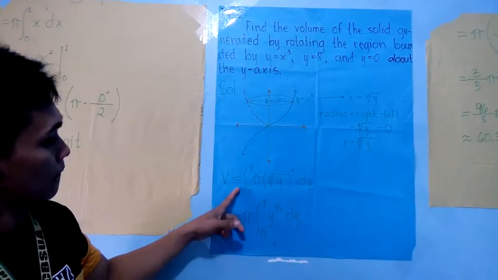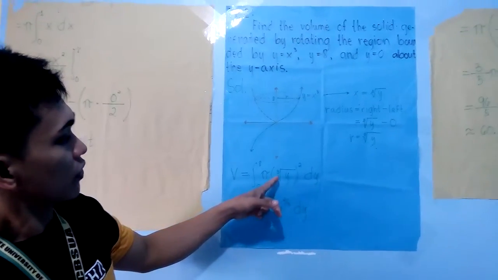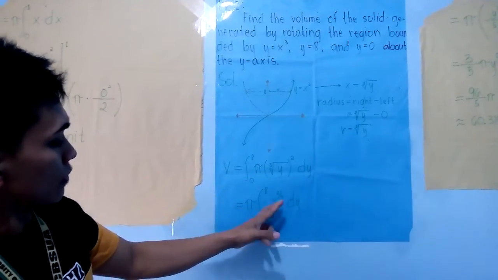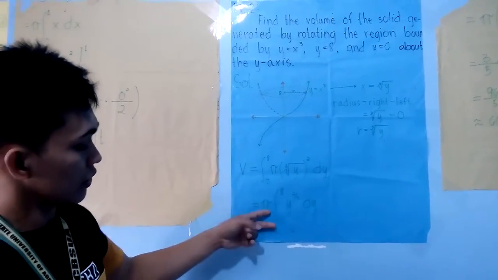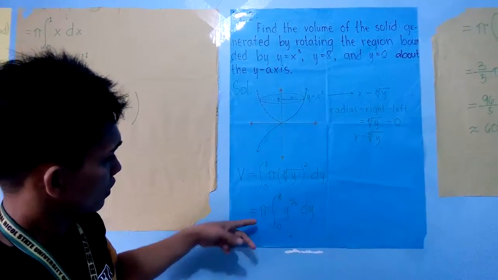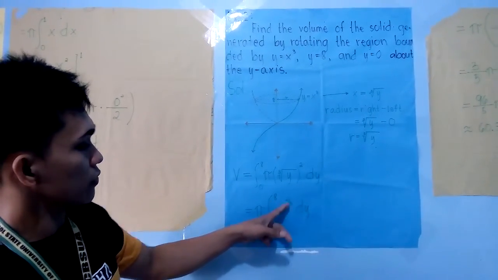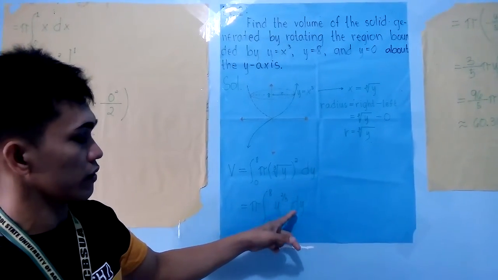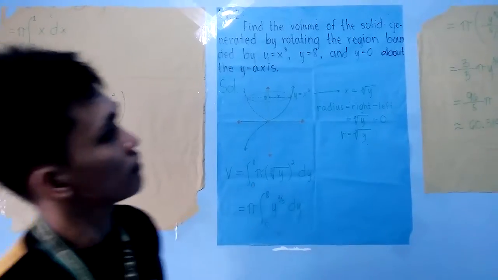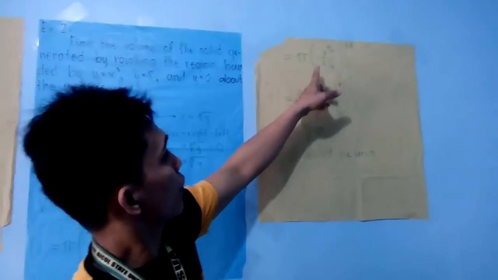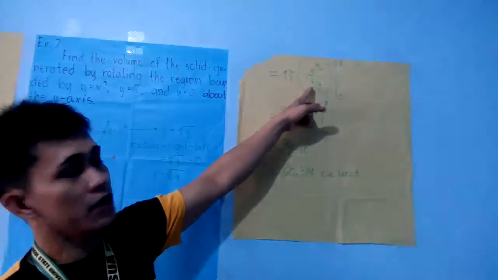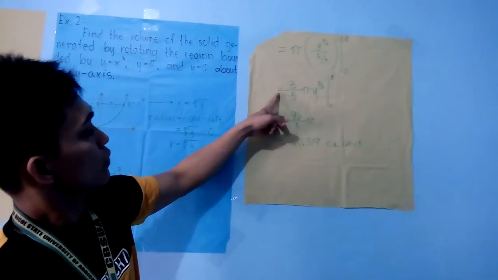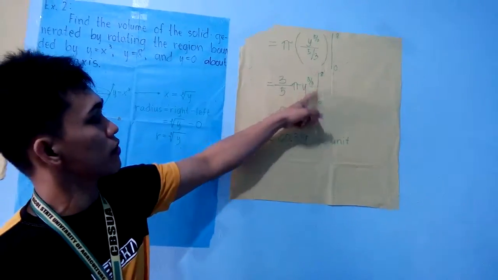Then the volume will become the integration of pi times the cube root of y raised to 2 dy from 0 to 8. It will look like this. We will put the pi outside the integration. That is equal to pi times the integration of y raised to 2/3, because the cube root of y raised to 2 is y raised to 2/3, dy from 0 to 8, is equal to pi times y raised to 5/3 all over 5/3, because the integration of this one will become this, from 0 to 8. It will become 3/5 pi y raised to 5/3 from 0 to 8.